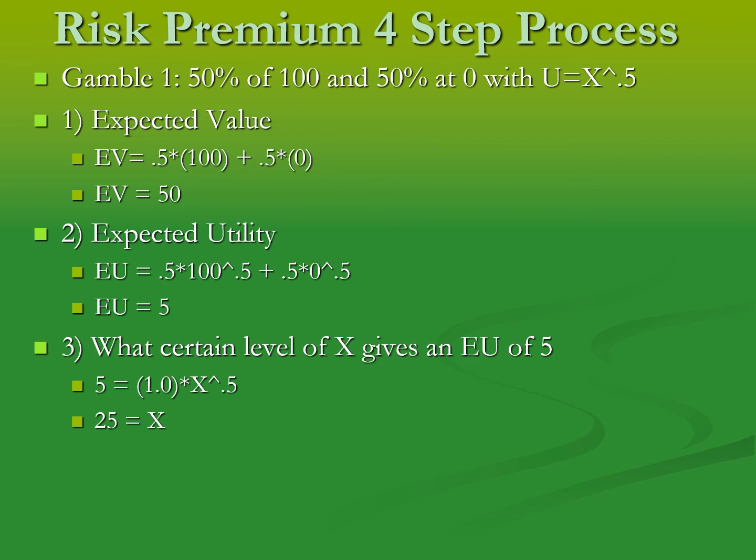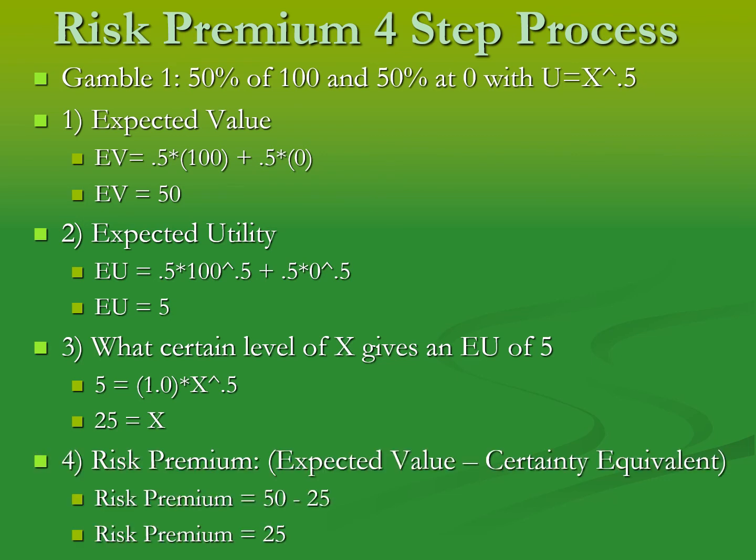What you can see so far is that in this calculation of a risk premium, we have had to do everything that we've done up to this point in this lecture. We've calculated the expected value, the expected utility, and the certainty equivalent. The last and final step, step 4, is to take the expected value and subtract from it the certainty equivalent. The expected value was 50, and the certainty equivalent was 25, so our risk premium is 50 minus 25, or 25.